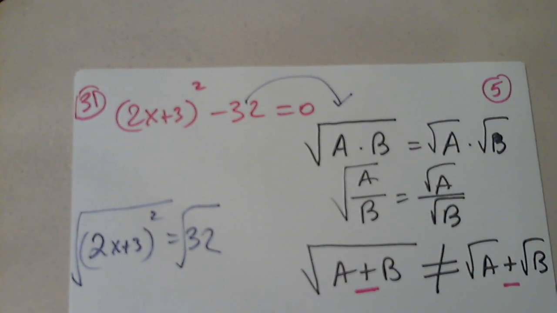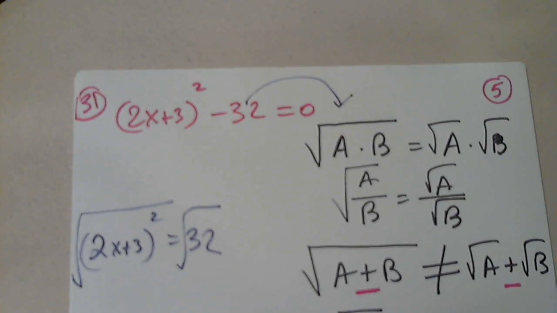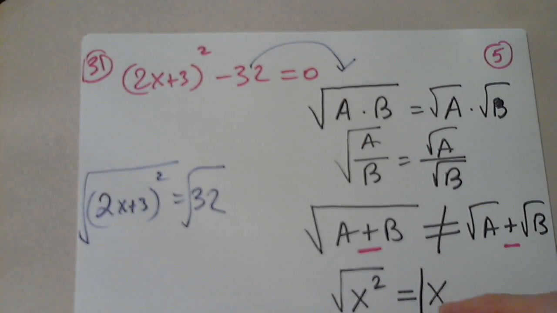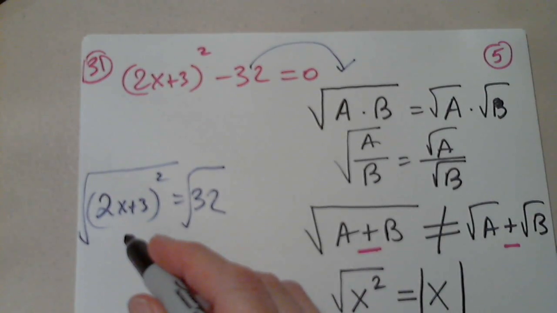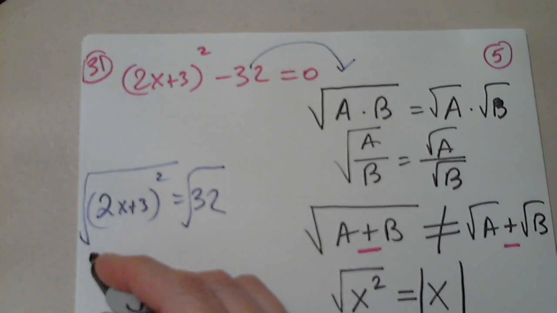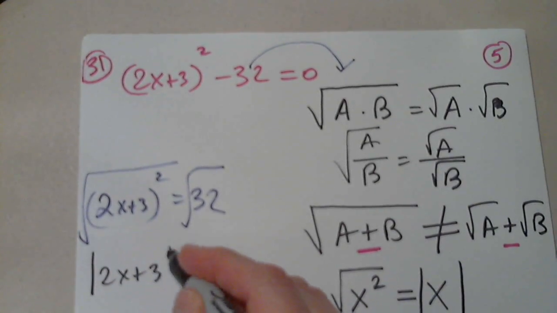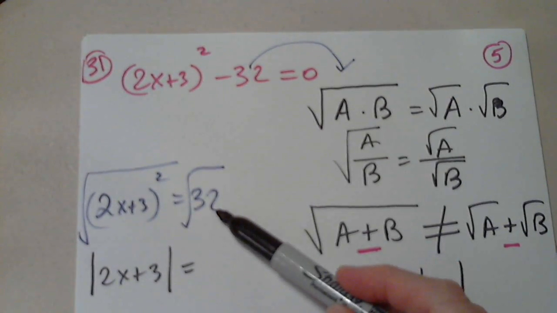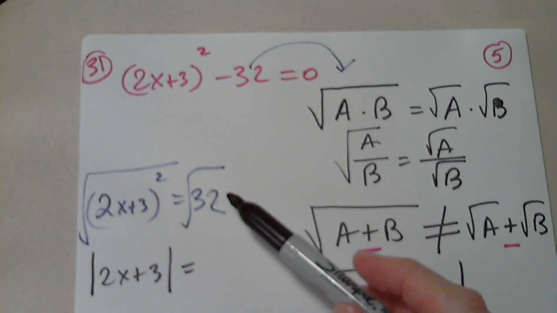Excellent. So the left-hand side should be, correct. So one more thing here. The square root of x squared does not equal x. No, it does not. It equals the absolute value of x. So I should correctly write the intermediate step here. The absolute value of 2x plus 3 is the square root of 32. And I will take the square root and simplify this in a minute.